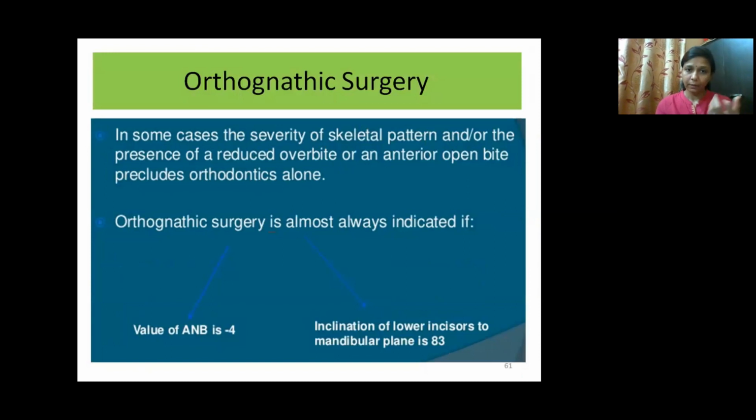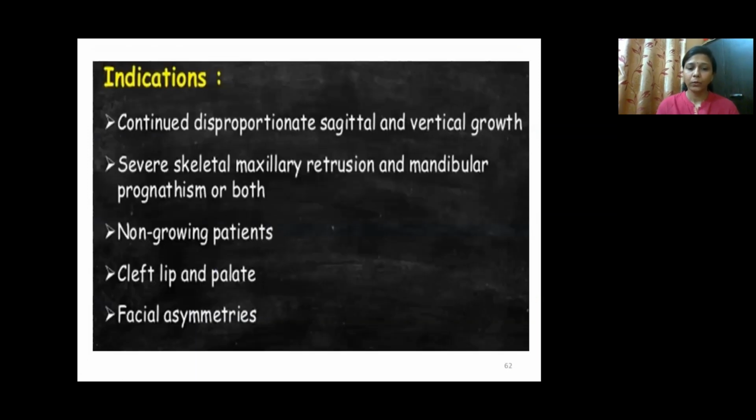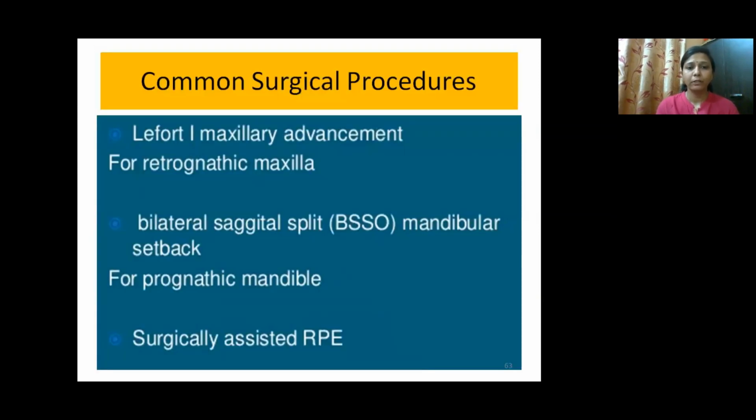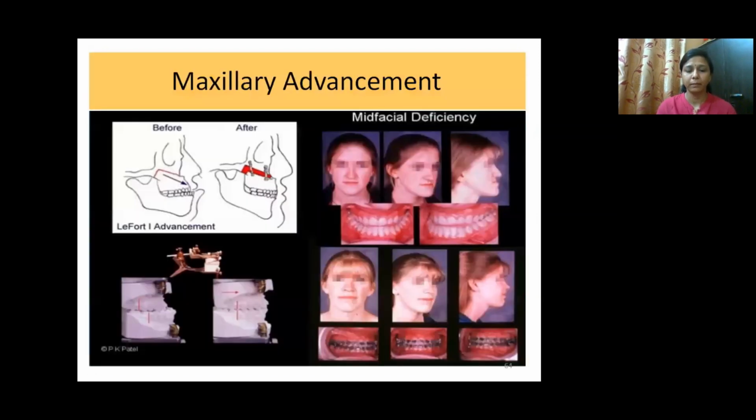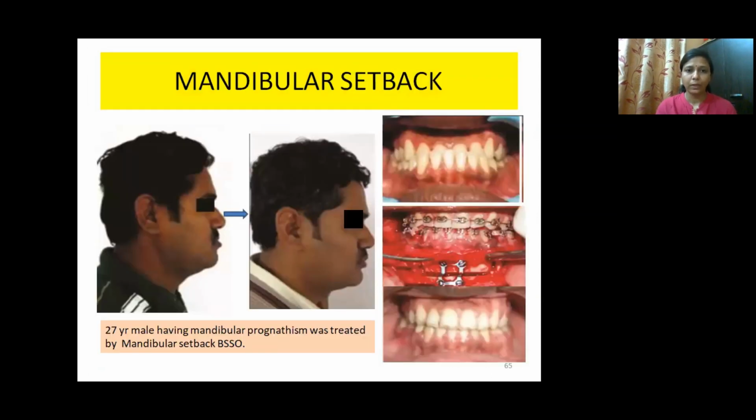Orthodontic surgery depends on whether the severity of malocclusion is great. Surgery is advised when the value of A and B is -4 and the inclination of lower incisors to mandibular plane is more than 83. Indications are non-growing patients, cleft lip and palate, and facial asymmetries. Common surgical procedures involve Le Fort I maxillary advancement for retrognathic maxilla and BSSO setback for prognathic mandible. This is a picture showing the maxillary advancement surgery with the Le Fort I advancement, and this is showing the mandibular setback where a BSSO is done to correct the mandibular prognathism.